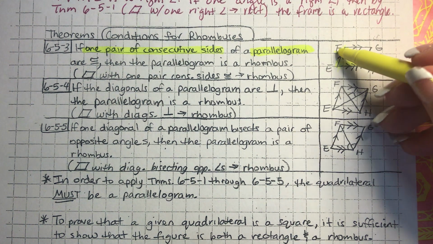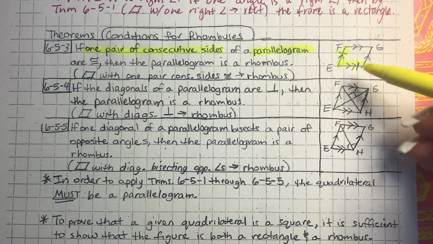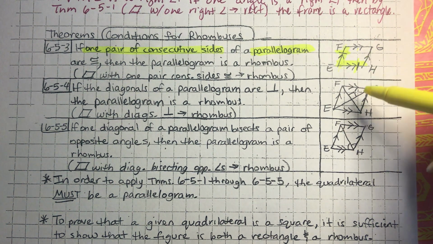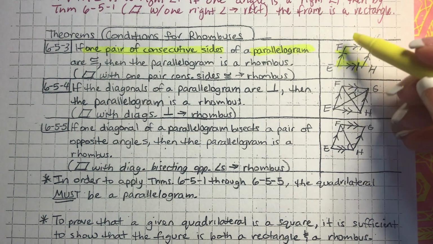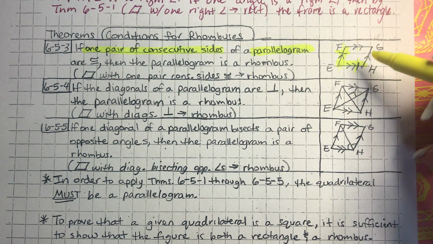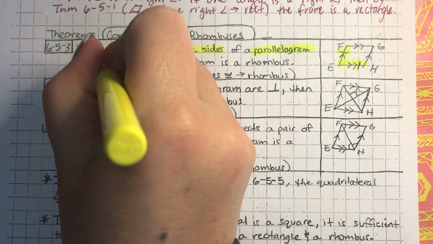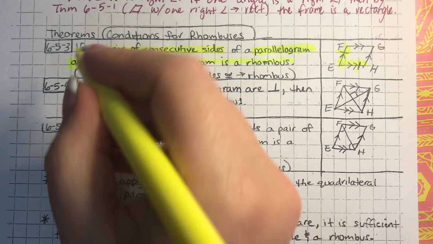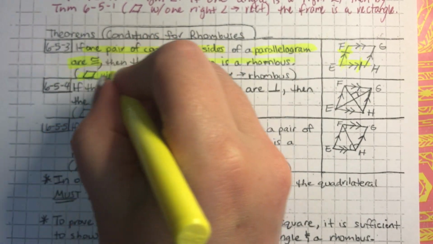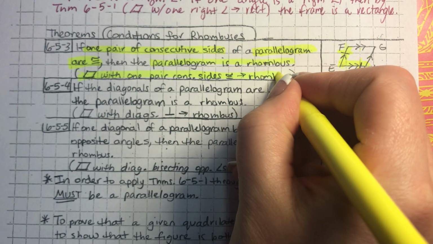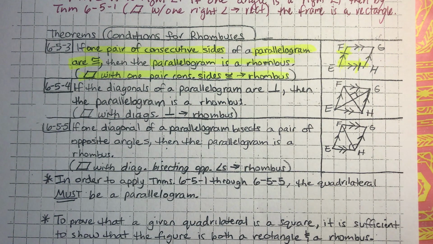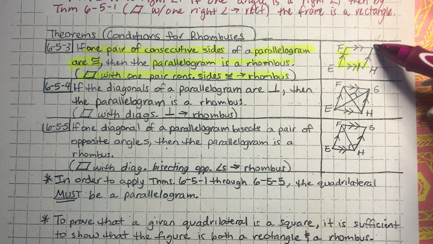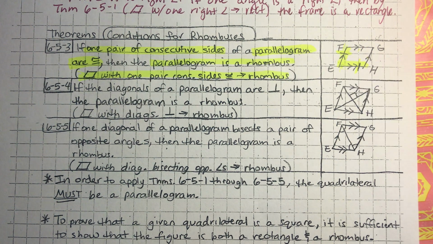So what it's saying is if these two are congruent of a parallelogram, right? We have two sets of parallel sides, so we know that this is a parallelogram. And if two consecutive sides are congruent, then the parallelogram is a rhombus. So a parallelogram with one pair of consecutive sides congruent is a rhombus. Consecutive sides could be this side and this side, or this side and this side. You just need one pair of consecutive sides to be congruent for it to be a rhombus.